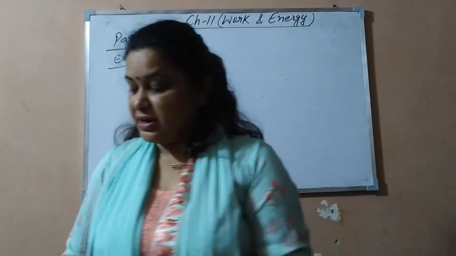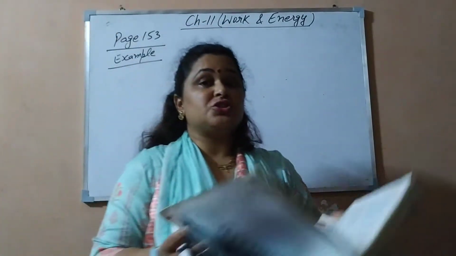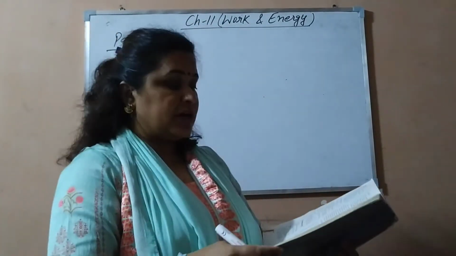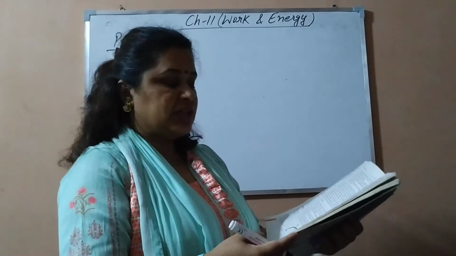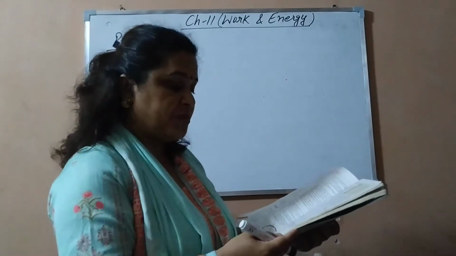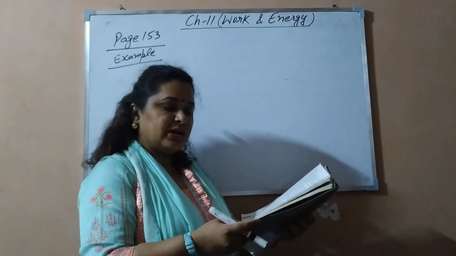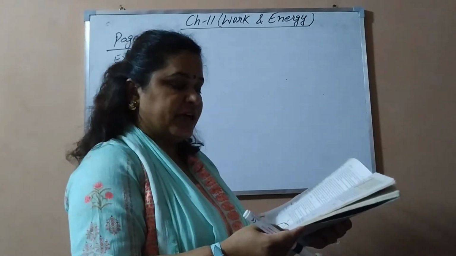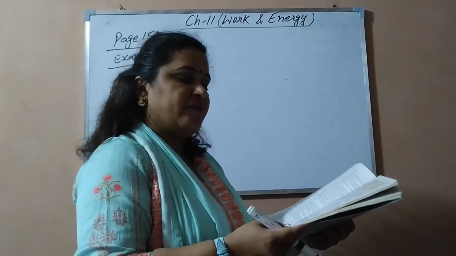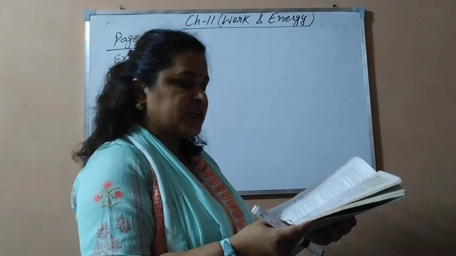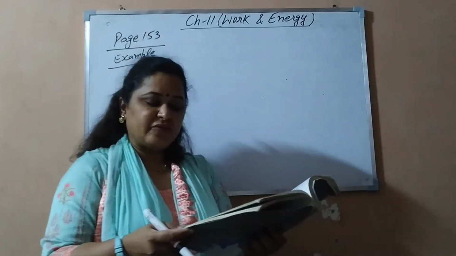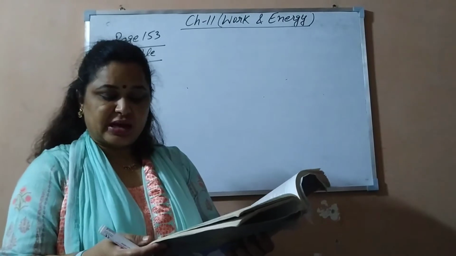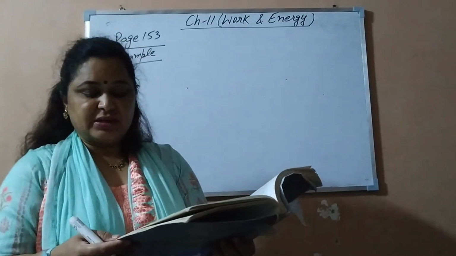So let's start the numerical related to potential energy. Today we will discuss from your NCERT book, page number 153. This example is given 11.5. What is the question? Find the energy possessed by an object of mass 10 kilogram when it is at a height of 6 meter above the ground, and given that acceleration due to gravity is 9.8 meter per second square.